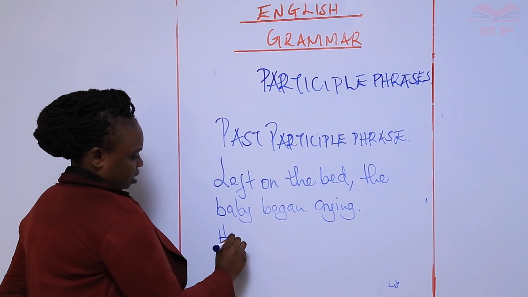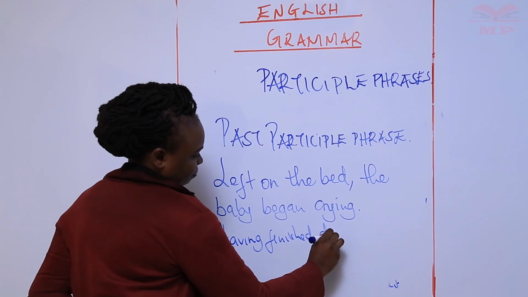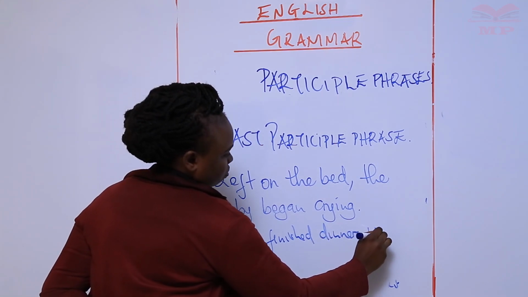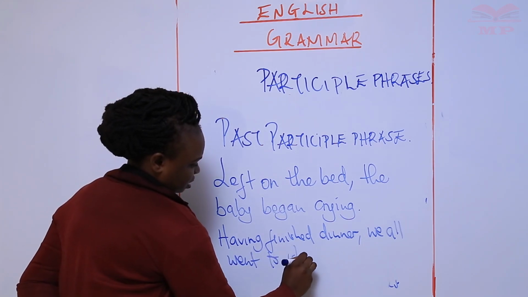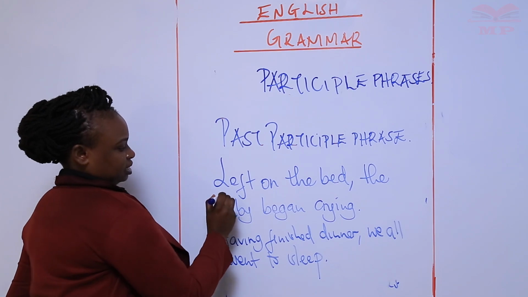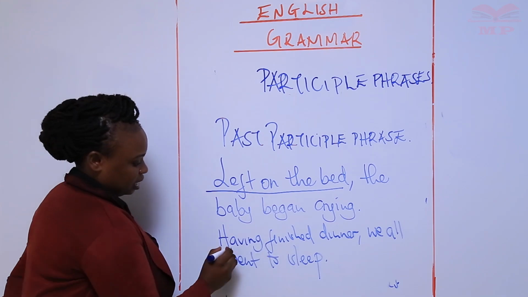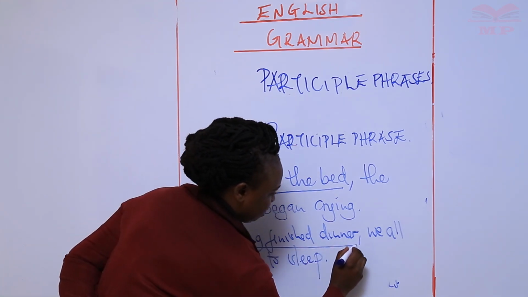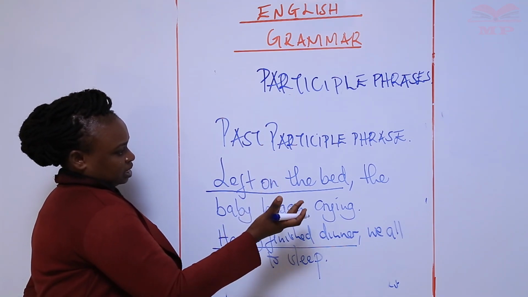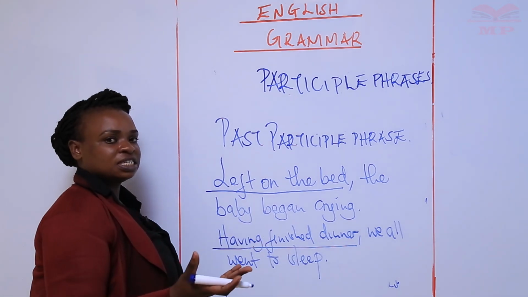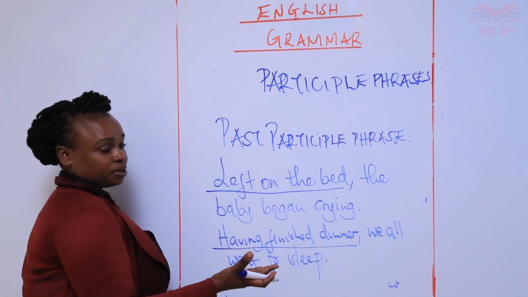Or, having finished dinner, comma, we all went to sleep. So in both cases, they all begin with a what? A past participle phrase. And the second sentence again begins with a past participle phrase. Okay? So in this sense, the past participle is used to emphasize that the action in the participle phrase comes before the action in the main phrase.